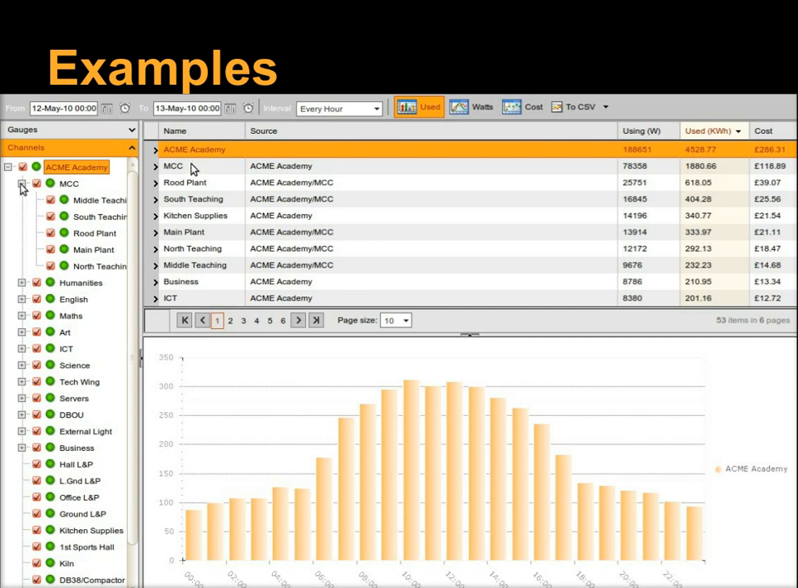And as you can see, top of the list is the AC. It's called MCC here. 1,800 out of the 4,500. And you can see all of the parts on the MCC is the Ruth plant, the South teaching, the main plant, the North teaching, the Middle teaching. All AC, apart from here we've got the kitchen. But mainly AC. What is interesting, though, when you look at the distribution of this consumption is when it occurs.